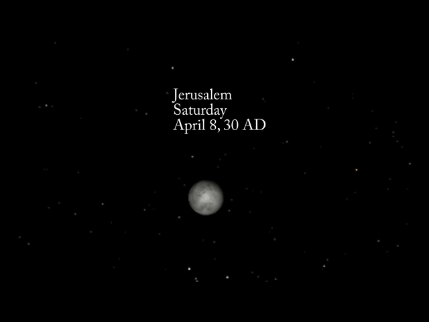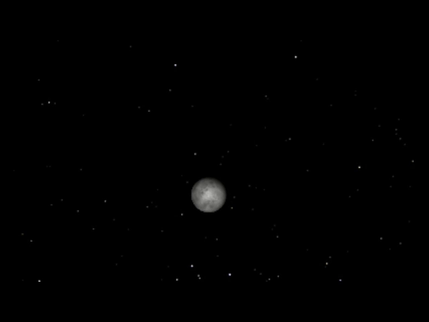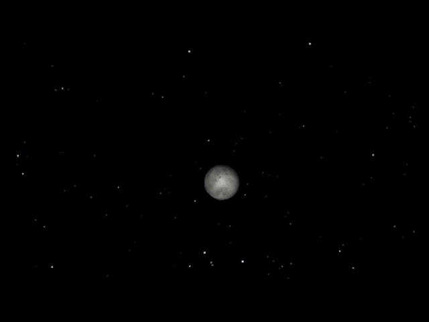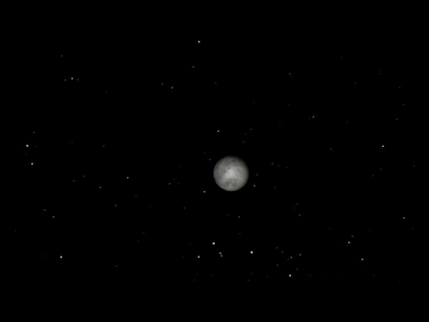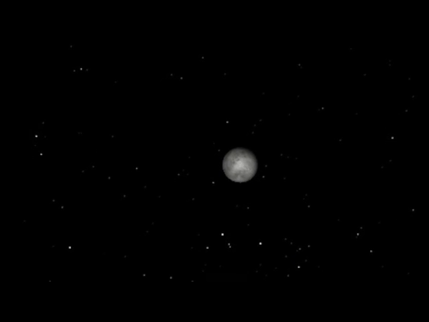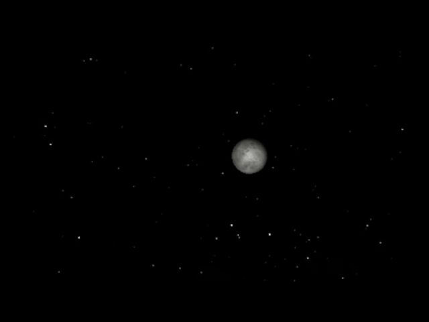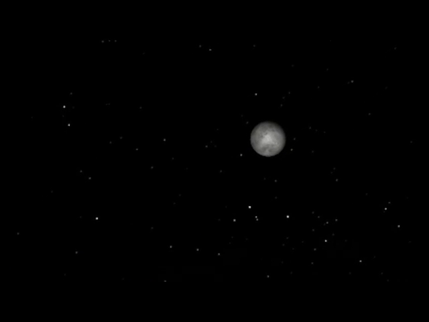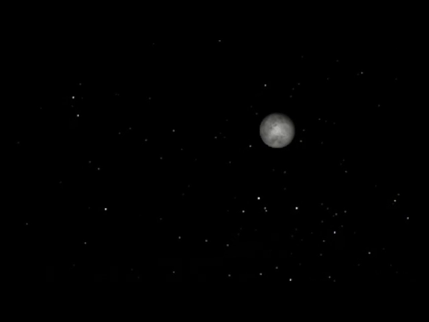Passover always occurs on the first full moon of spring, narrowing down Jesus' crucifixion to the years 30 to 33. We find an astronomical event of a full moon on April 8, 30 AD. That means that Jesus was crucified on April 7, 30 AD.